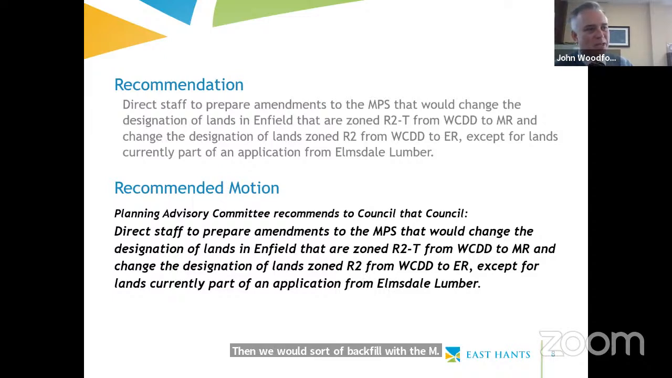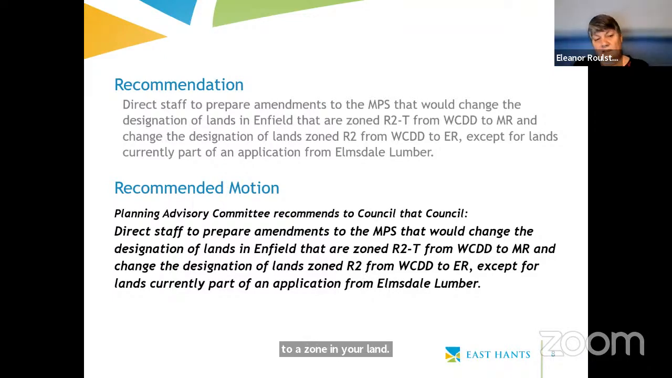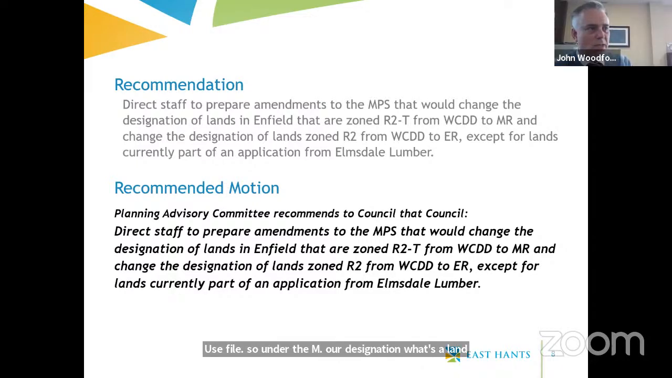Actually, that's usually the way you start. You don't usually start with the zone; you start with the land use designation. What is the general idea for this area in terms of the future, whether it's industrial or residential or what have you? Then you refine that down to a zone in your land use bylaw. So under the MR designation, what's allowed? It goes with the R2T zone. So whatever's permitted in the R2T zone, which are 2-unit dwellings, townhouses, and small multi-unit buildings. Up to how many units?